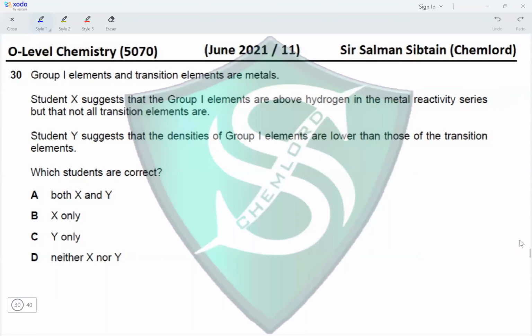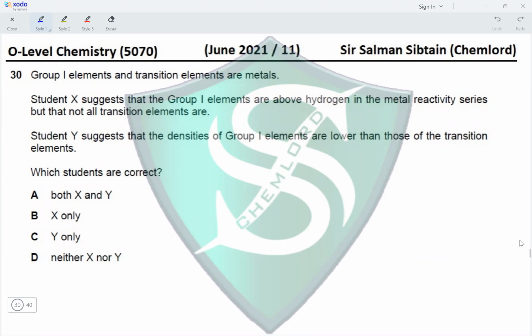Question 30. Group 1 elements and transition elements are metals. Student X suggests that group 1 elements are above hydrogen in the metal reactivity series, but that not all transition elements are. Student Y suggests that the densities of group 1 elements are lower than those of transition elements. Which students are correct?